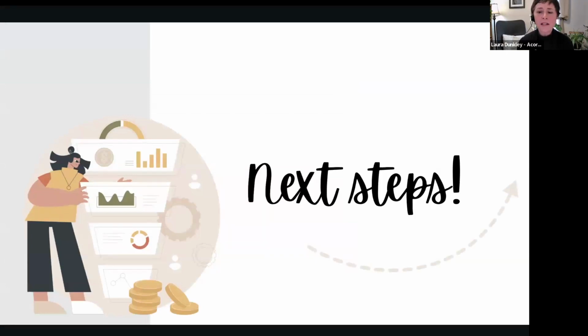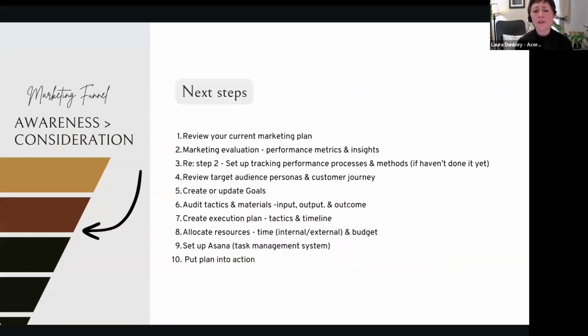And important next steps. What do we do with all this information? These next steps are going to be for your whole marketing funnel, but for today, we need to go back and review your current marketing plan, right? Evaluate your performance metrics and insights. What's going on? This is the time to step back and revisit that. And if you haven't started tracking, please do start tracking and put a process and methods in place.